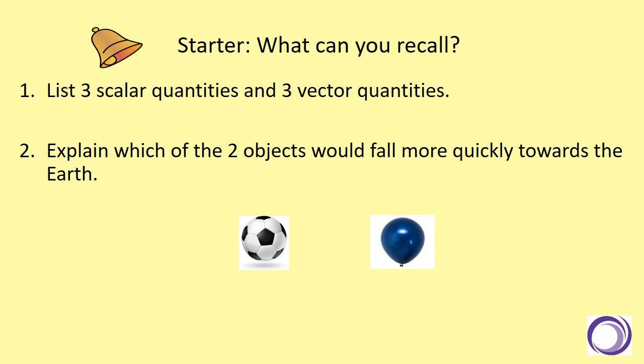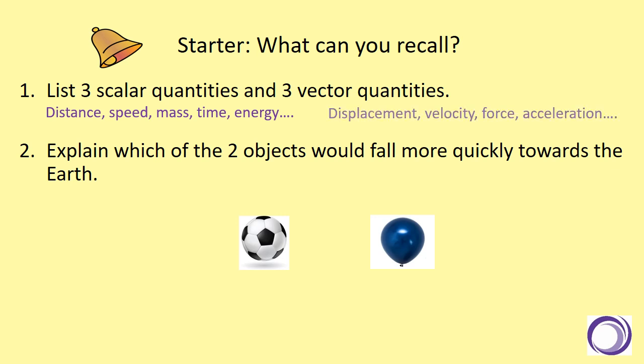Let's see what you've got on. So 3 scalar quantities first. There's quite a few that you could have had. I've just put 4 down here. So distance, speed, mass, time, energy. And then 3 vectors. Well, I've put to start with the 2 vector equivalents of distance and speed, which is displacement and velocity, and then force and acceleration.